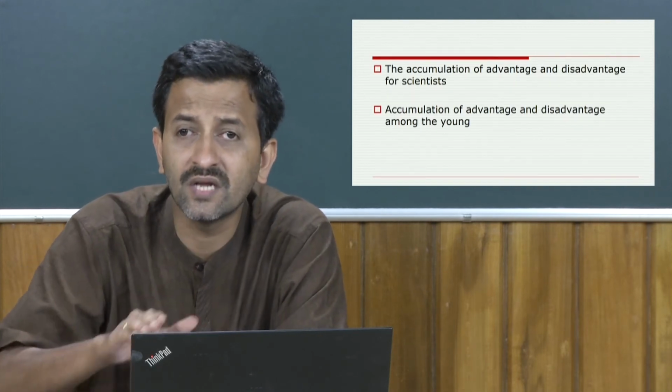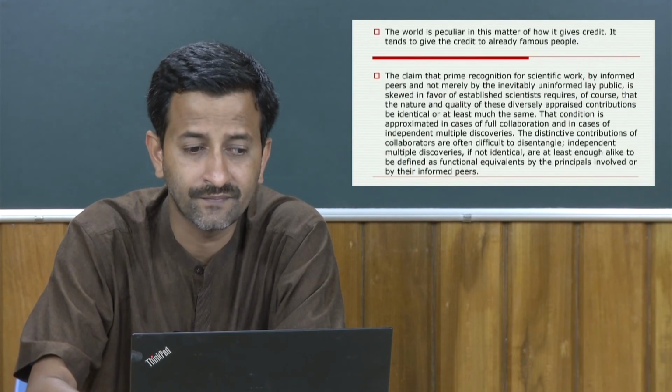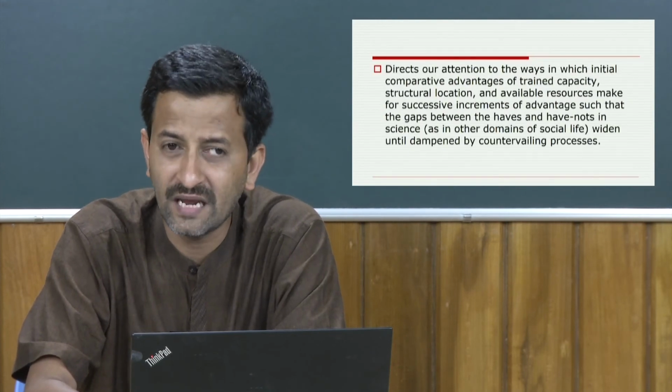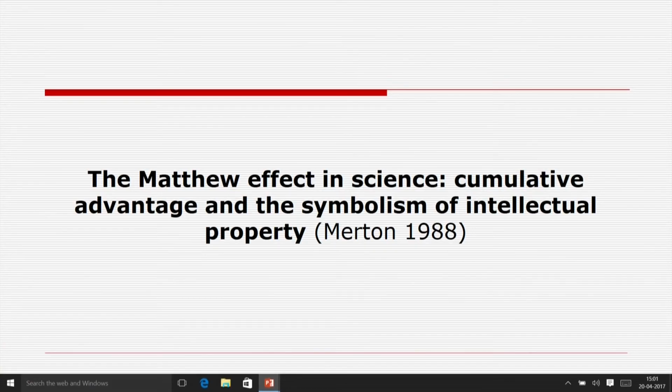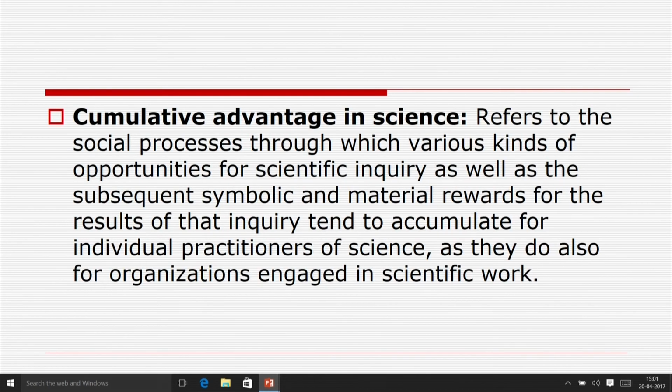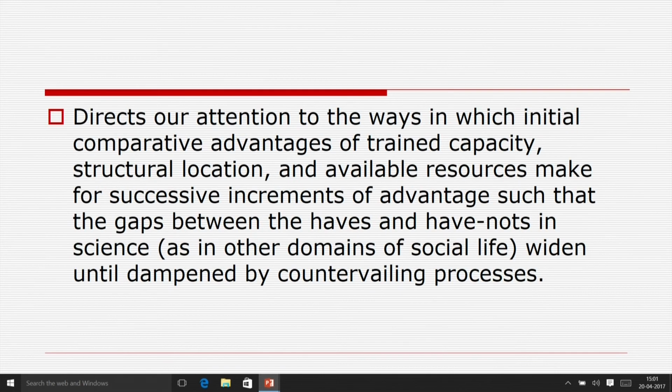Then what have we discussed till now? We have discussed the Matthew effect in its generality in terms of cumulative advantage, and we will discuss later on the symbolism of intellectual property. Then we have discussed cumulative advantage in science, which refers to the social processes through which various kinds of opportunities for scientific inquiry, as well as the subsequent symbolic and material rewards for the results of that inquiry, tend to accumulate for individual practitioners of science, scientists themselves, as they do also for organizations engaged in scientific work.